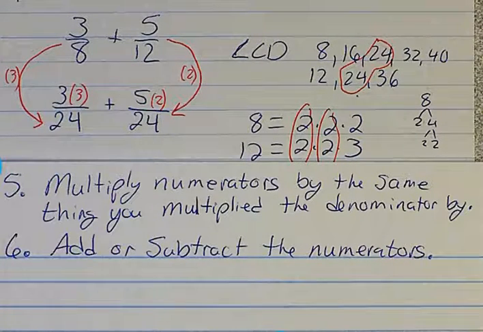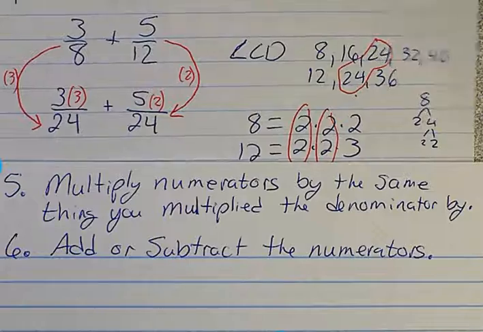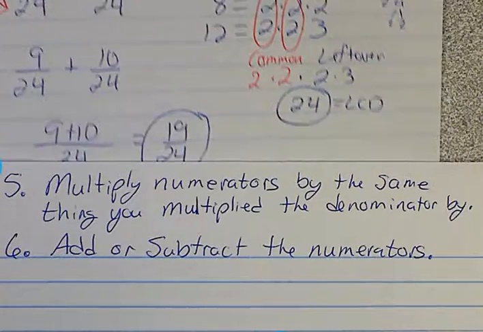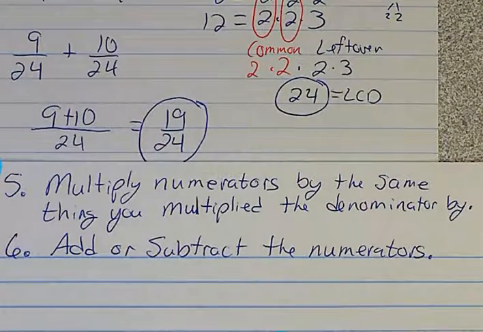So we had to get to step 6 before we actually did any adding and subtracting. Again, that's where we would take the 9 plus 10 and make it up to be 19.